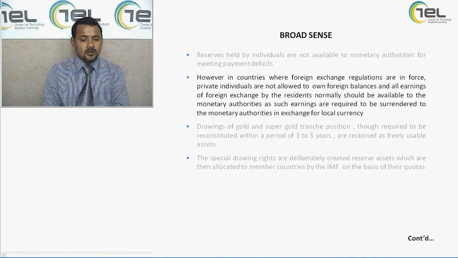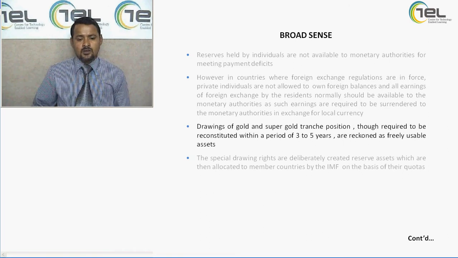The drawings of gold and super gold tranche, though required to be reconstituted within a period of 3 to 5 years, are reckoned as freely usable assets. So as and when they are required, even if they are deposited with the IMF and World Bank, they can be drawn upon and used as and when they are required.